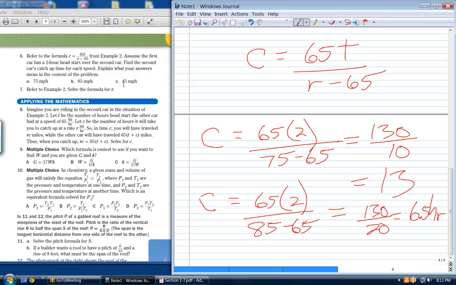A negative number. I guess it would mean that he's never going to catch up. And he shouldn't. If he's only going 45 miles an hour and the other car is going 65, he is not ever going to catch up. Okay.